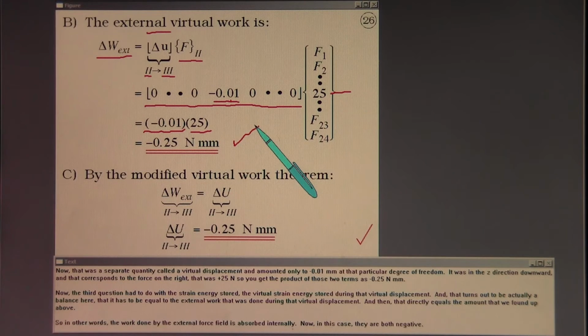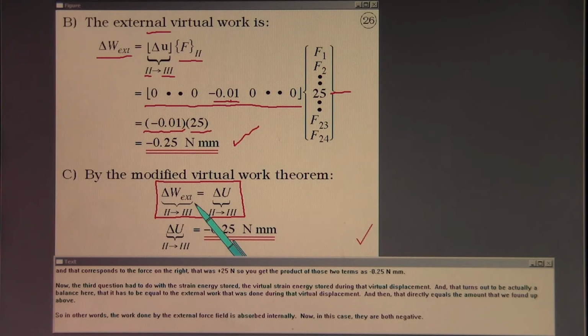Now, the third question had to do with the virtual strain energy stored during that virtual displacement. That turns out to be actually a balance here, that it has to be equal to the external work that was done during that virtual displacement. And then that directly equals the amount that we found up above. So in other words, the work done by the external force field is absorbed internally. Now in this case, they're both negative.